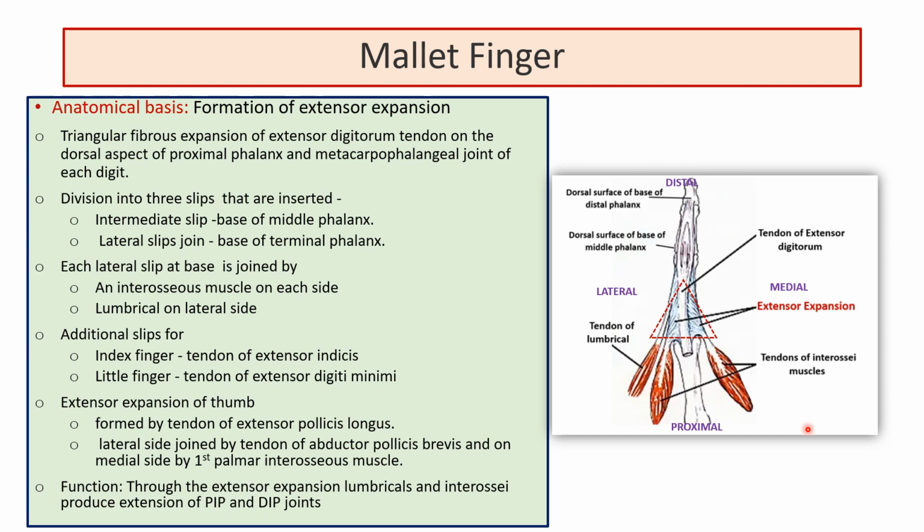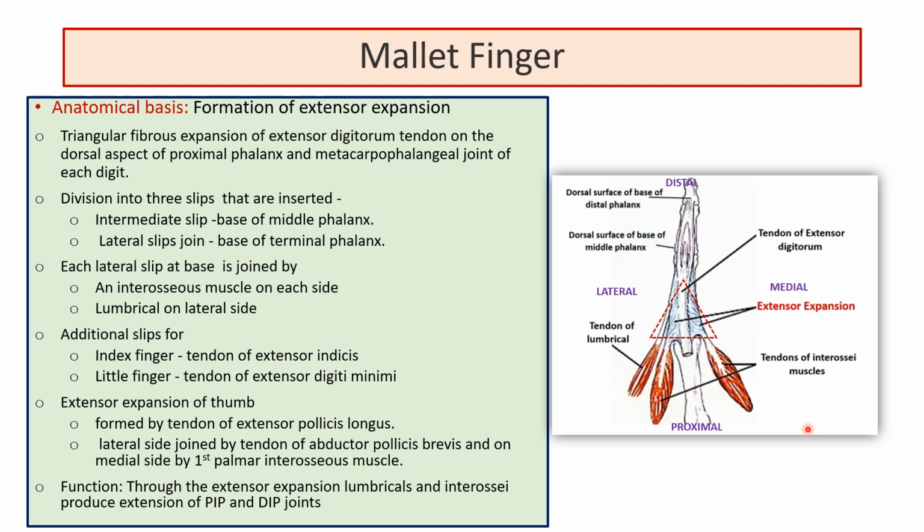For the thumb, a similar expansion is formed by the tendon of extensor pollicis longus. On its lateral side, this expansion is joined by the tendon of abductor pollicis brevis, and on the medial side by the first palmar interosseous muscle.